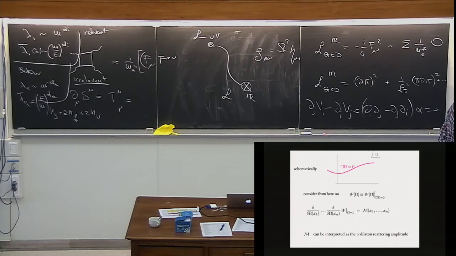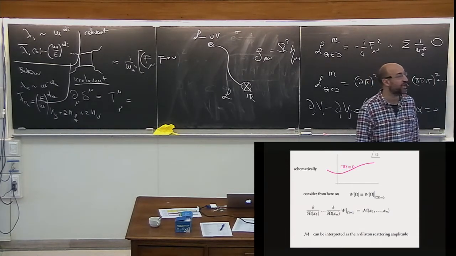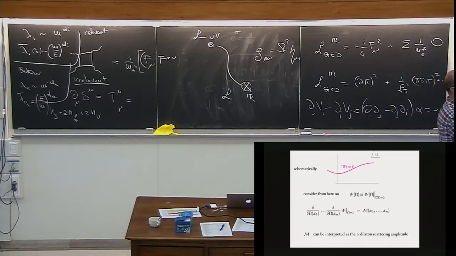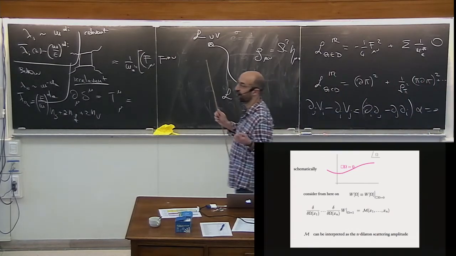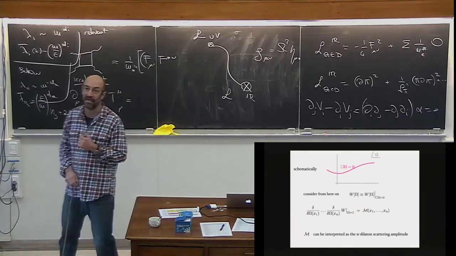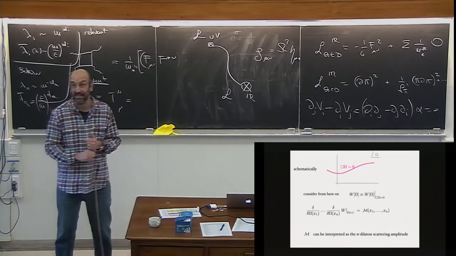Okay, so from now on, I will consider the following quantity. I will take the quantum effective action, and I'll consider derivatives with respect to omega. Then I can interpret these derivatives in terms of scattering amplitudes. The derivative of the effective action with respect to the external field, I can interpret as a scattering amplitude.